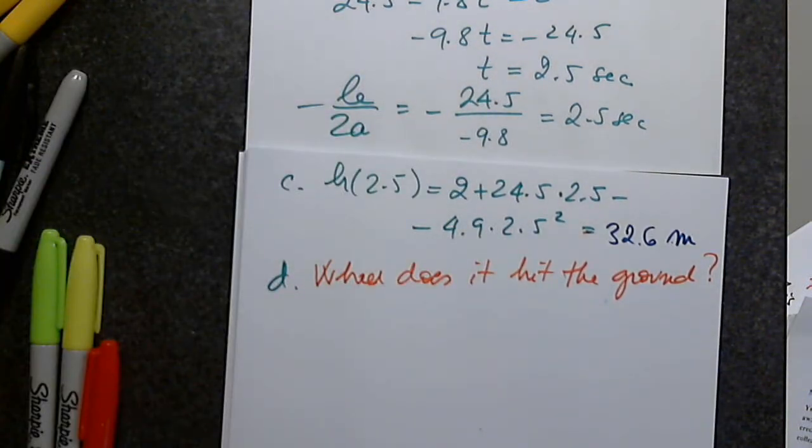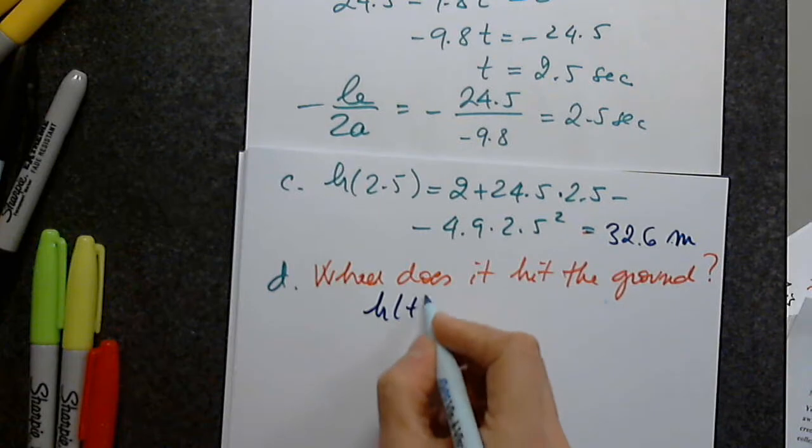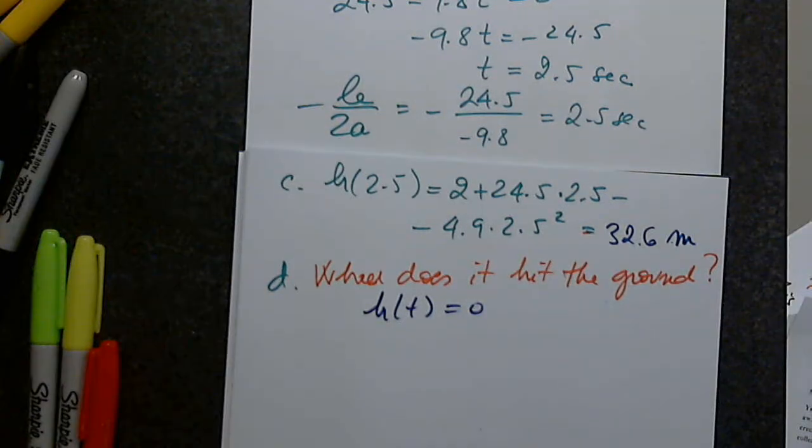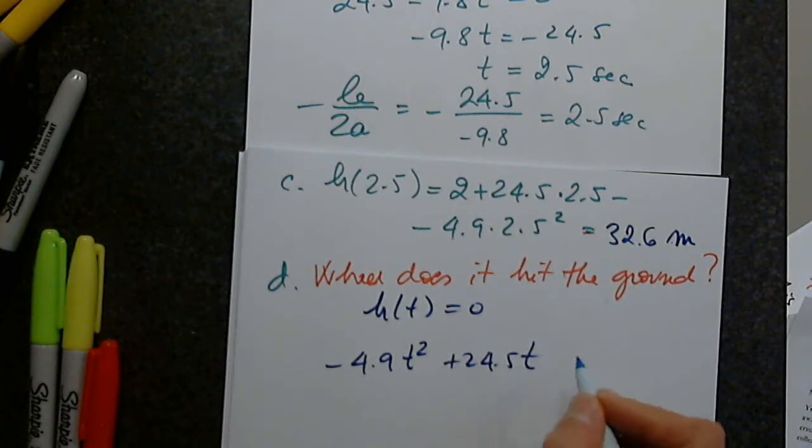What do I have to determine? Yes, I have to determine t, but what do I have to write in order to solve? Very good. The height h of t is 0, which means the height is 0 when the projectile hits the ground. So then we have, I'm going to write in descending order, negative 4.9 t squared plus 24.5 t plus 2 equals 0.